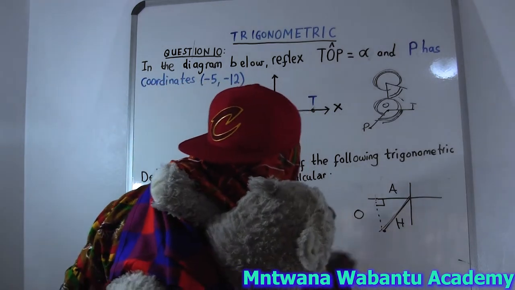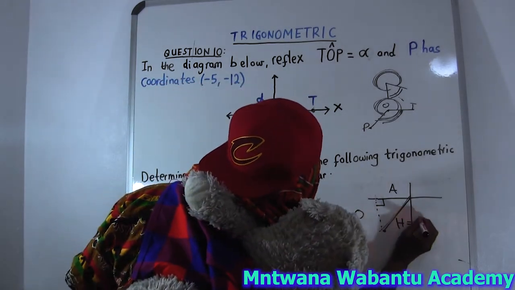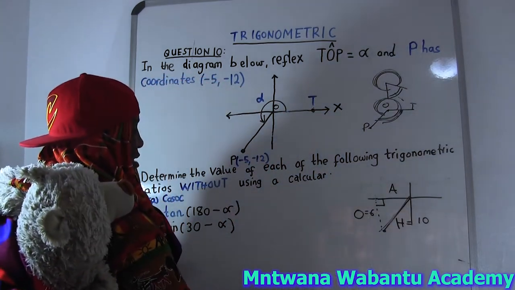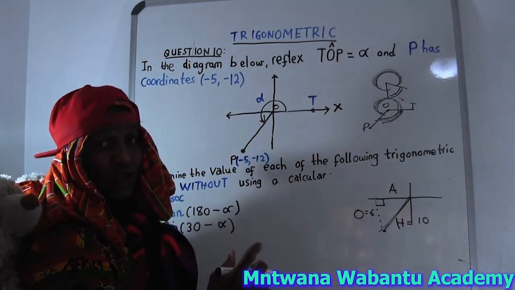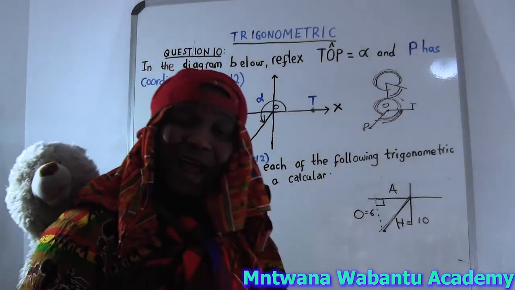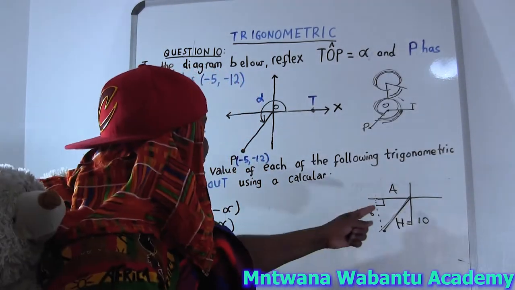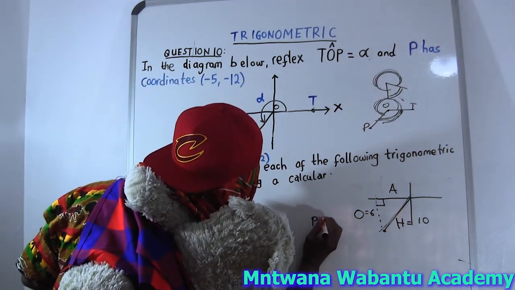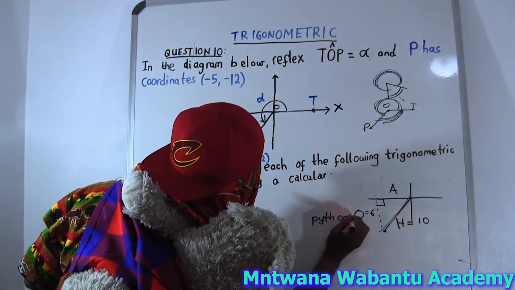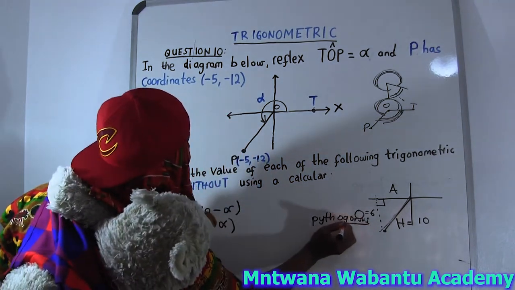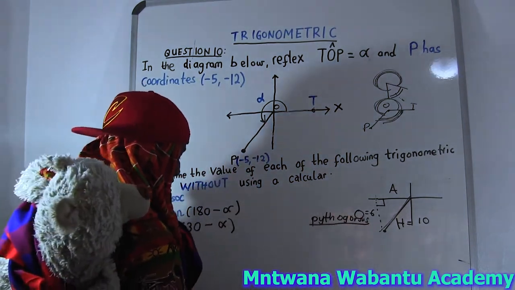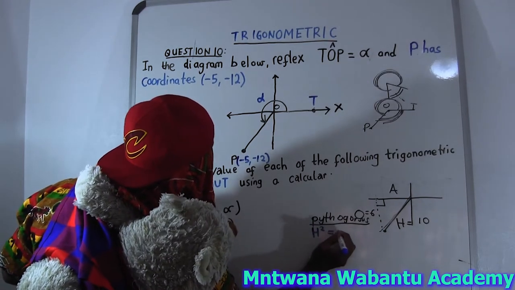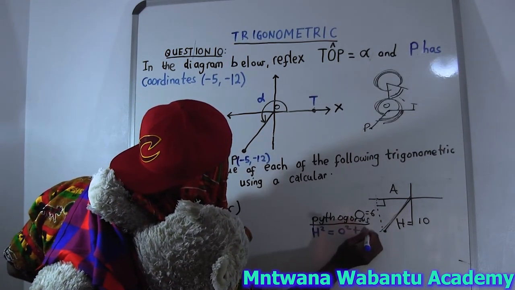For example, say they give me a triangle, this is 10 and this is 6, and they say find the adjacent. How do I get the adjacent? You only apply Pythagoras if your triangle is a right angle triangle. Is this a right angle triangle? Yes. Now let's apply Pythagoras. You can always memorize it like this, which will make your life easy: hypotenuse squared equals opposite squared plus adjacent squared.